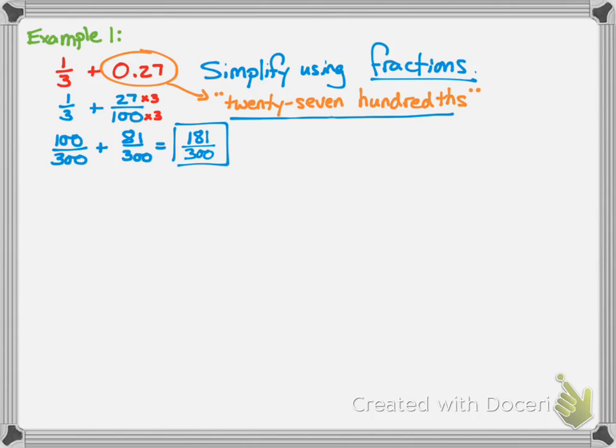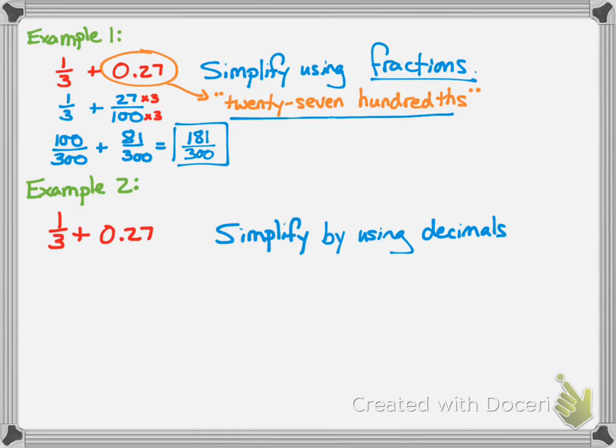So the next example is the same problem, but now I want to simplify it using decimals. If you look at the first example again, we converted 0.27 to 27 hundredths, found a common denominator, and simplified. In example 2, we're going to take 1/3 and change it to a decimal. Now there's a problem with that. You may catch it right away, but let's take a look. So 1/3 is approximately equal to 0.33. Remember, it's 0.3 repeating, in other words, 0.3 with an overbar. So it goes on forever, but I'm only going to go to 2 decimal places.